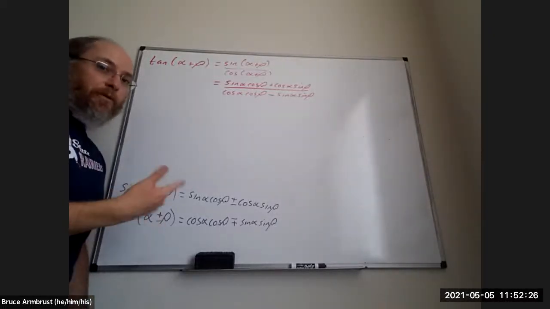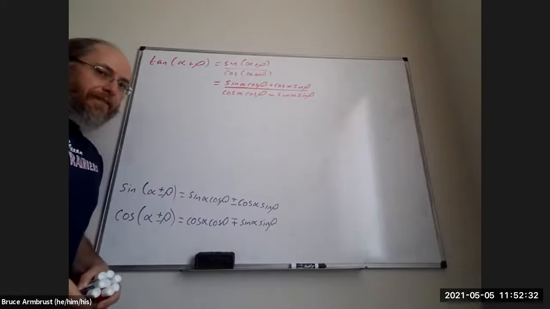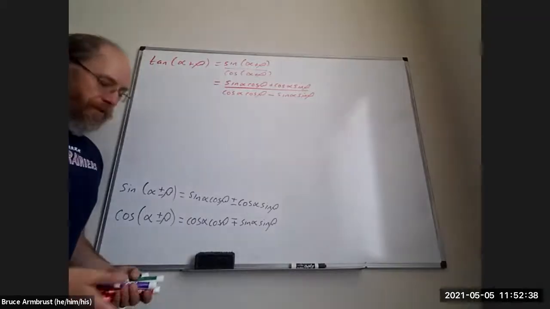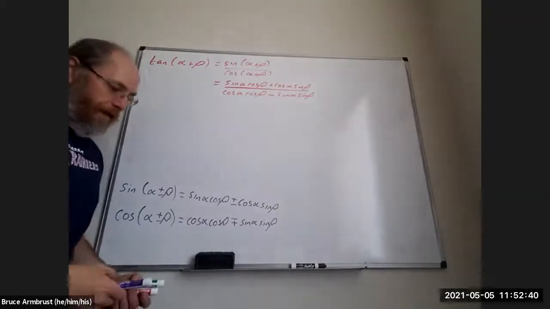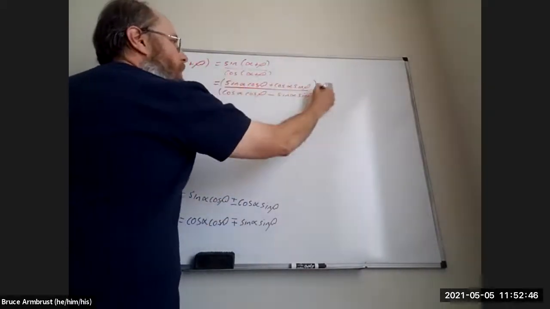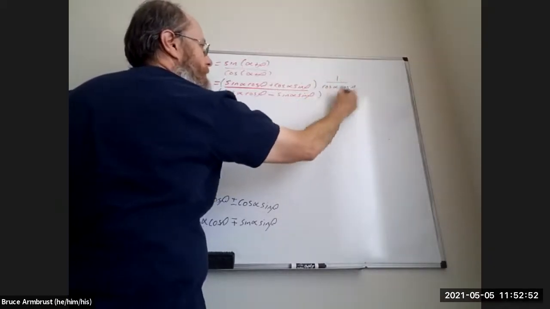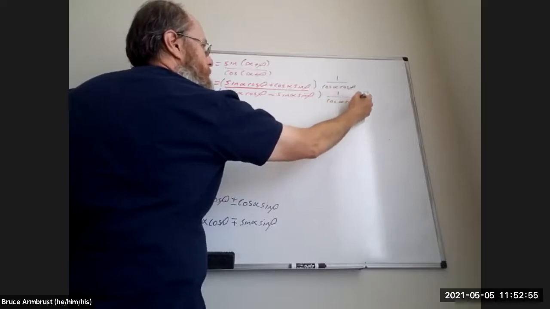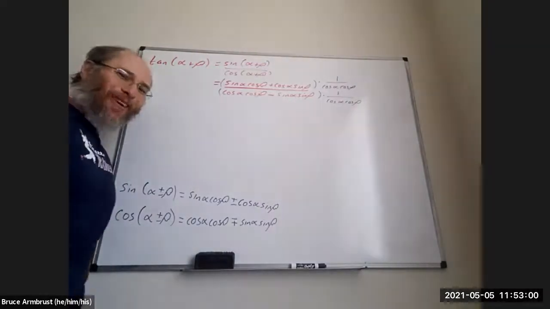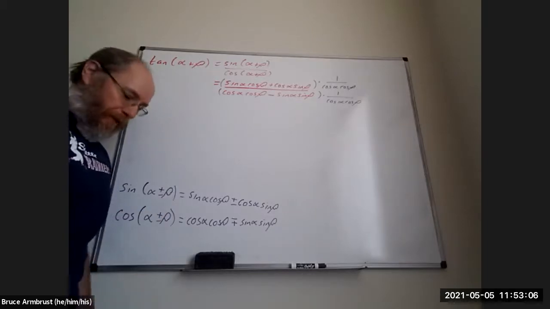All right, so I guess we could put a box around this and say there's our identity, but this isn't the form that we usually see. We usually go to a different form. And to get this other form, we're going to multiply the top and bottom of this fraction by 1 over cosine alpha cosine beta. And right now you're probably like, what? Where did that come from? You'll see why we want to multiply by this real quickly.